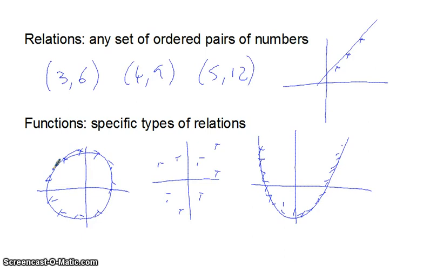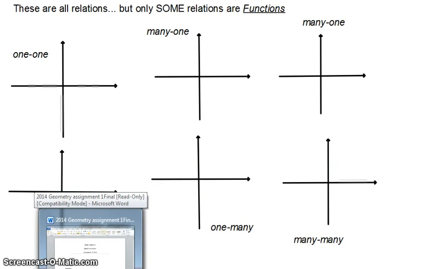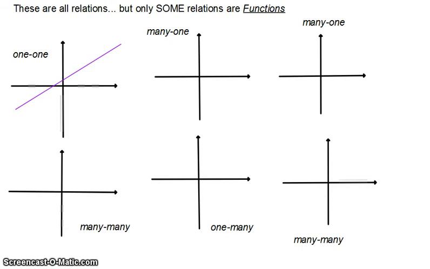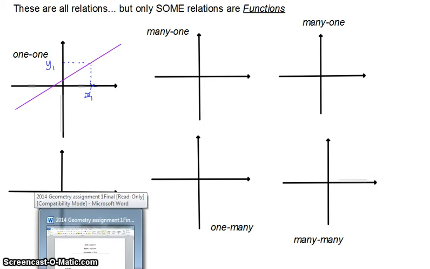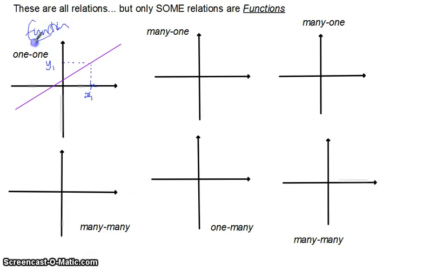Functions, though, are specific types of relations, and we'll look at what they are now. Okay, so this top row we're going to look at now are all types of functions, though all of the things we're going to look at are in fact relations. So a typical one-one would be a straight line like this. Now you can see that for every x value there is a unique y value. And this is a function.